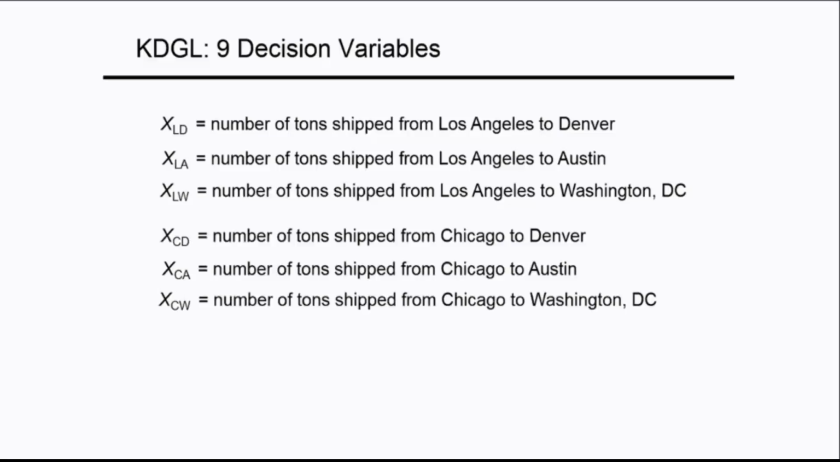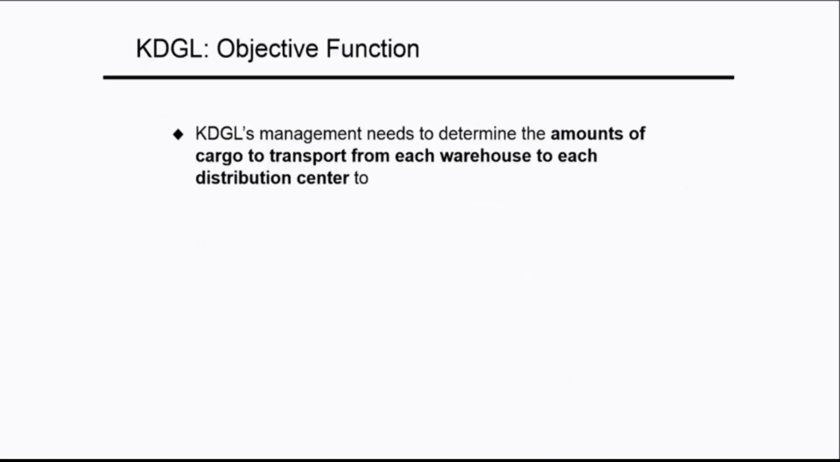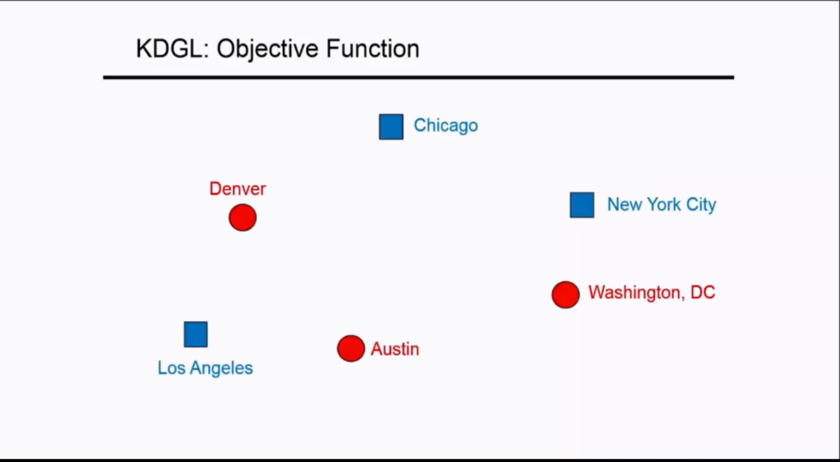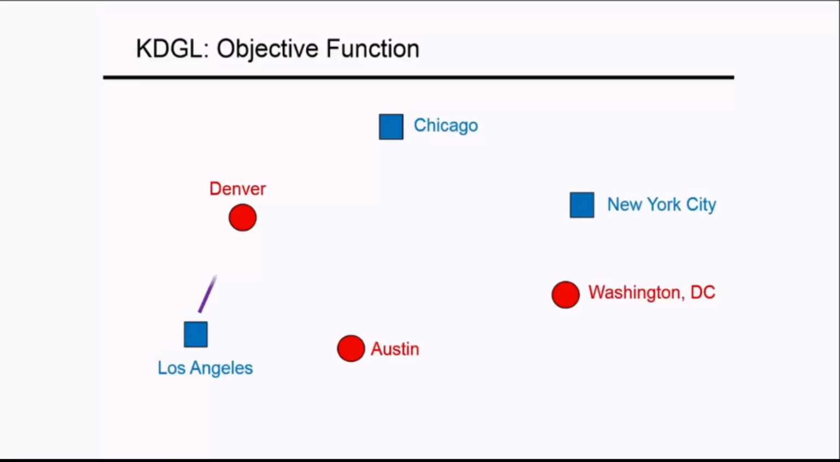So what about the objective? Keystone tries to select the decision variables so that the total shipping cost is as small as possible. So if I try to ship XLD tons from Los Angeles to Denver, what are the cost implications? Okay, I ship from Los Angeles to Denver, and it will cost me 105 per ton. So shipping XLD tons from Los Angeles to Denver creates a cost contribution of 105 times XLD.